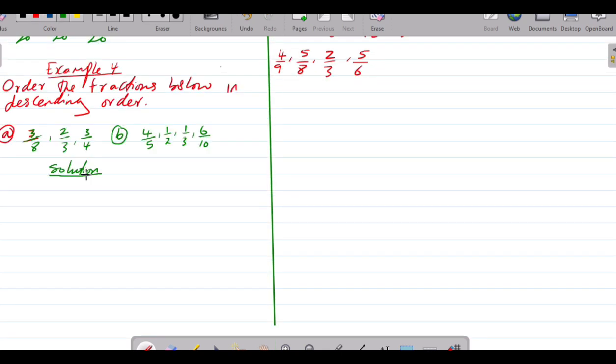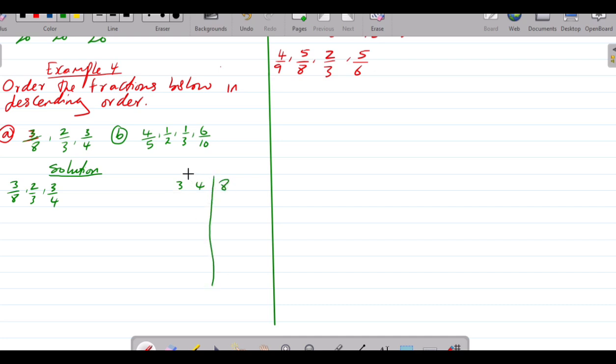Alright, so example 4 says we should order these fractions below in descending order. So we are still going to follow the steps we stated earlier. Let's start with the first one, which is 3 over 8, 2 over 3, 3 over 4. The first step is multiplication. So let's find the lowest common multiple of the fractions given to us. We have 3, 4, and 8.